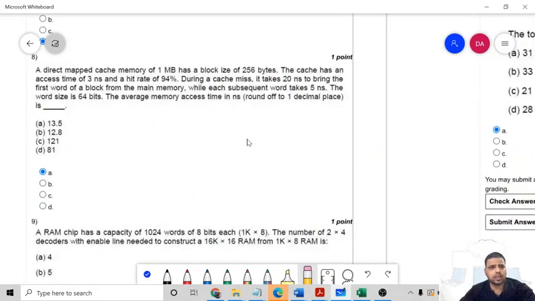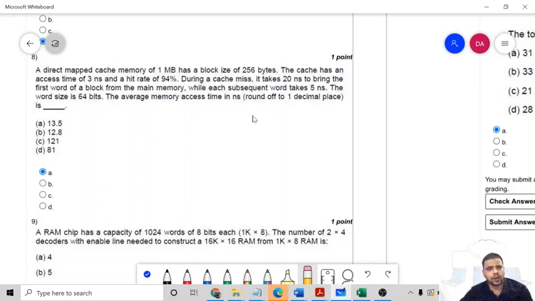The next question is, a direct mapped cache memory of 1 MB has a block size of 256 bytes. The cache has an access time of 3 nanoseconds and a hit rate of 94%. During a miss, it takes 20 nanoseconds to bring the first word of a block from main memory, while each subsequent word takes 5 nanoseconds. The word size is 64 bits. We have to calculate the average memory access time.